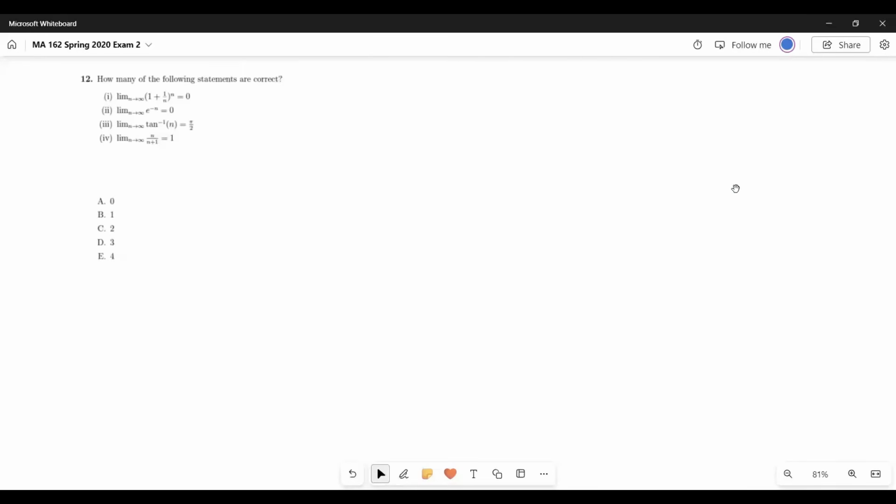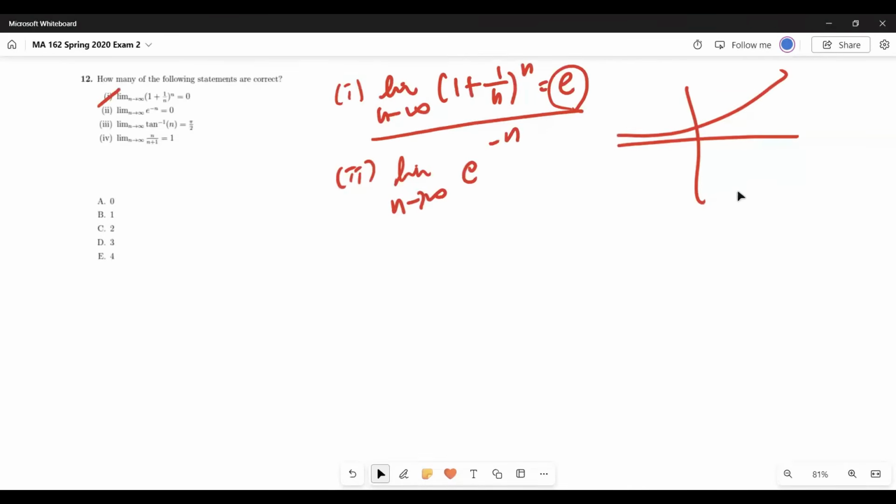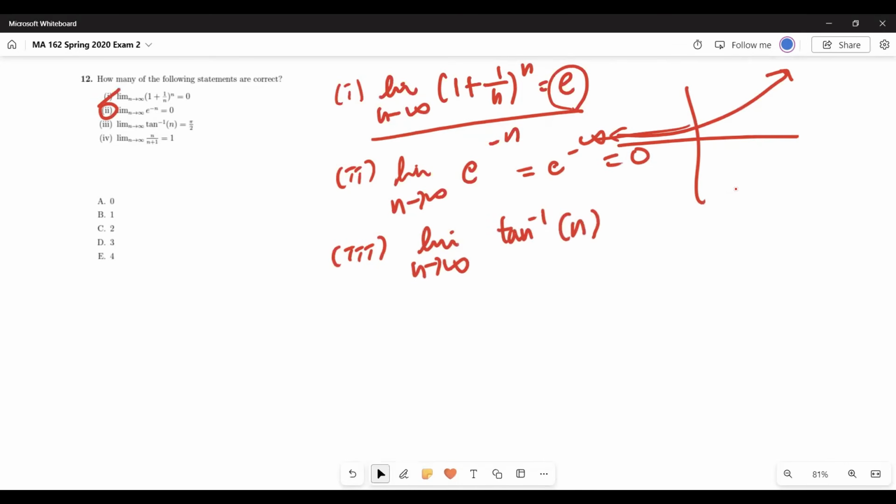Okay, this question is how many of the following statements are correct? Okay, let's look at the first one. The limit as n goes to infinity of 1 plus 1 over n to the n. This is just the definition of e. So this one converges to the value of e, which is not 1, so the first option is not right. And the second one, the limit as n goes to infinity of e to the negative n. If you draw the e graph, e to the negative infinity goes to 0. So this is right.